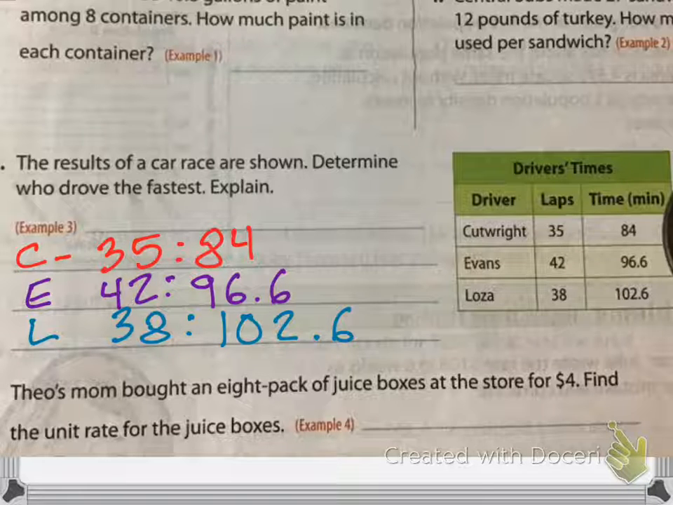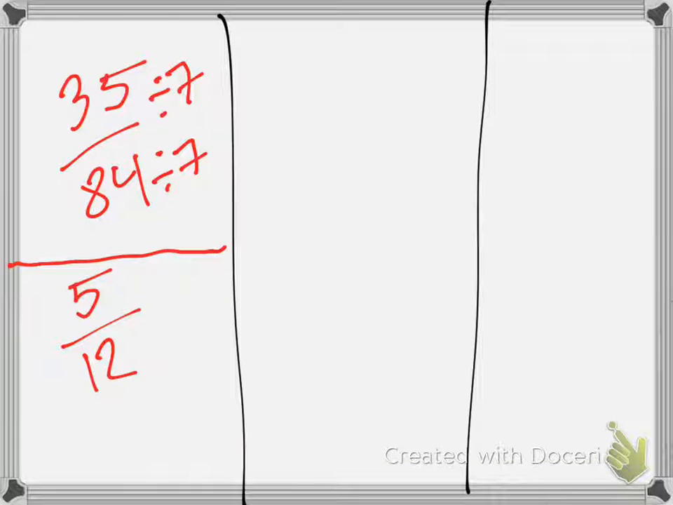So we see Evans has 42 over 96.6. Now, do we know the greatest common factor? I don't, but they're both even, right? Let's just divide them by 2 and see what we get. What's 42 divided by 2? 84. Divided by 2. Jaden.